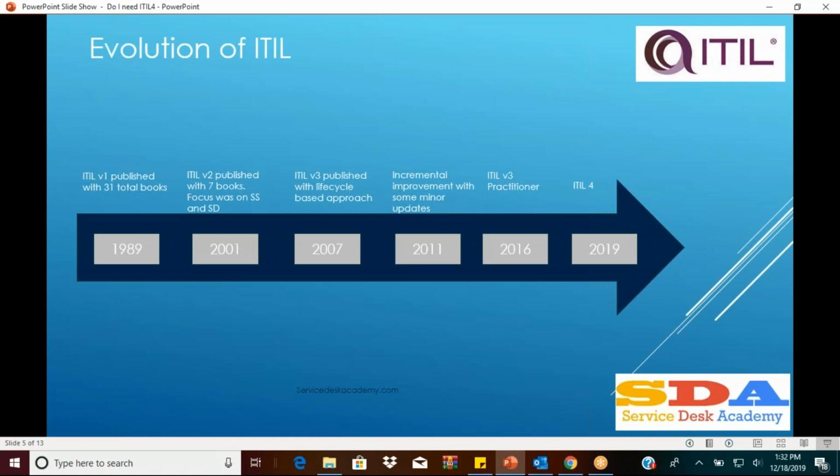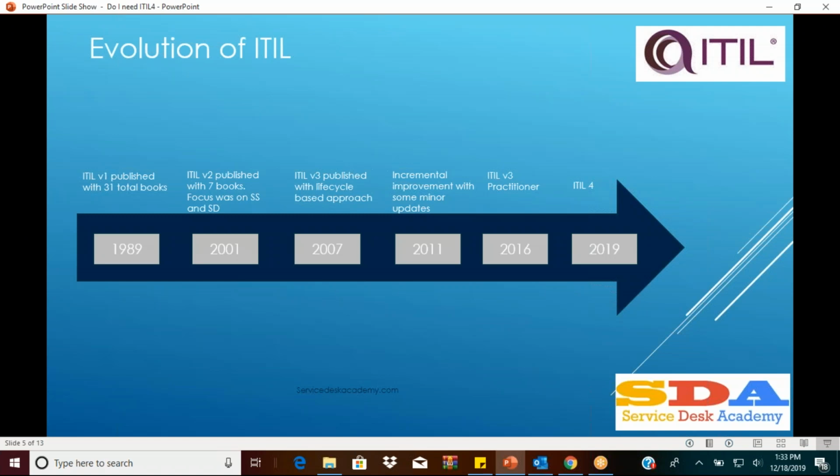And with respect to technology, with respect to time, things are progressing, right? So in 2001, ITIL V2 had to be upgraded. Okay, ITIL V2 was upgraded in 2001 with 7 books, and the focus was on 2 process areas, that is service support and service delivery.